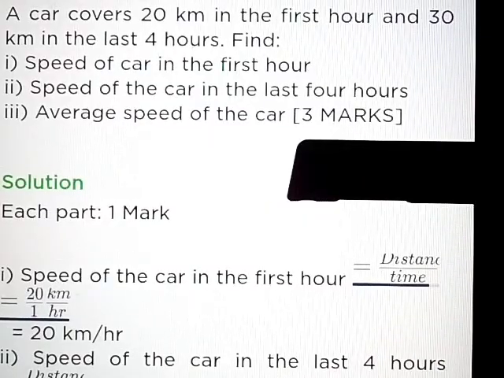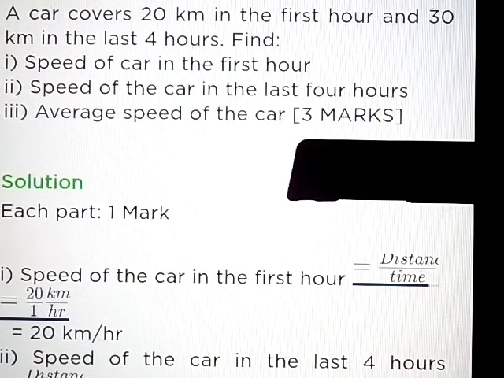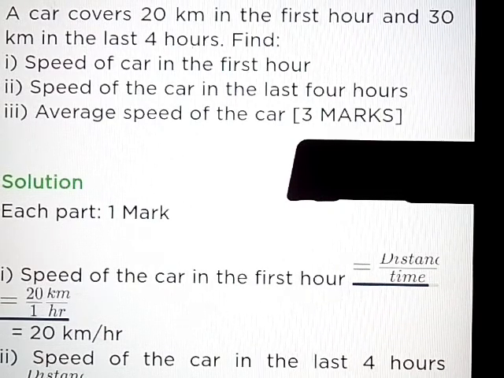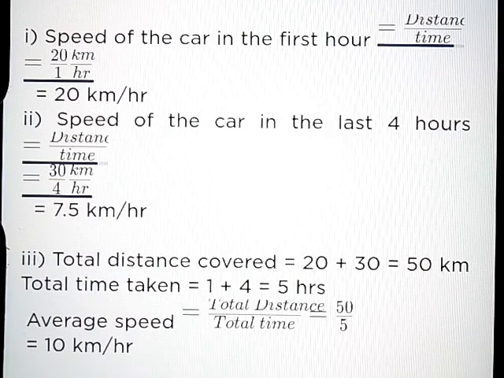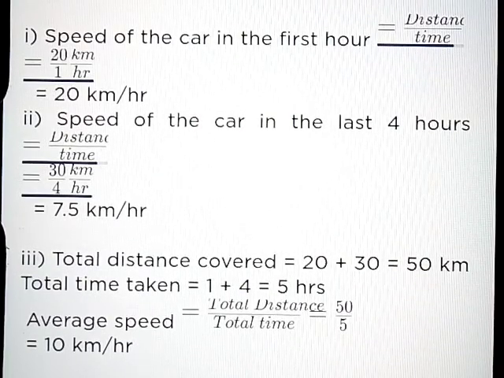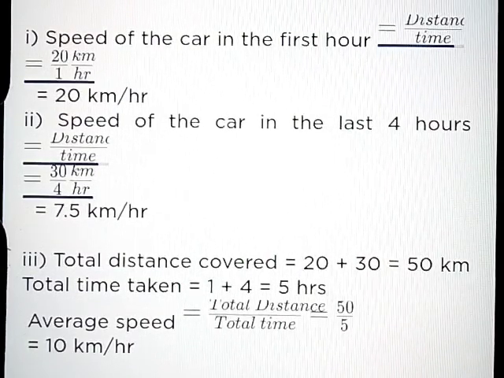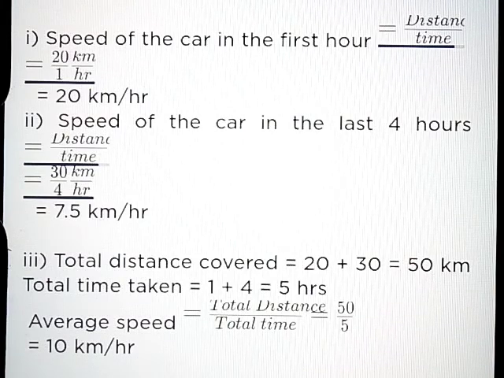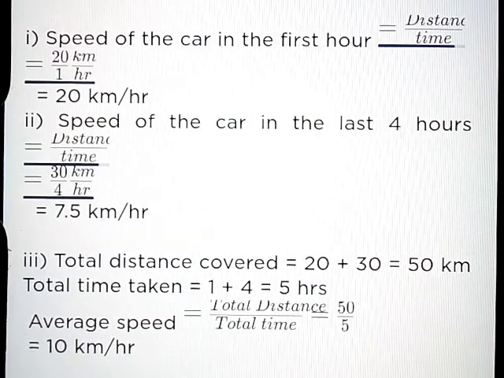Question number 10. A car covers 20 km in the first hour and 30 km in the last 4 hours. Find speed of the car in the first hour, speed of the car in the last 4 hours, and the average speed of the car. Answer. Speed of the car in the first hour is equal to distance upon time, that is equal to 20 km per hour. Second, speed of the car in the last 4 hours is equal to distance upon time, is equal to 7.5 km per hour.